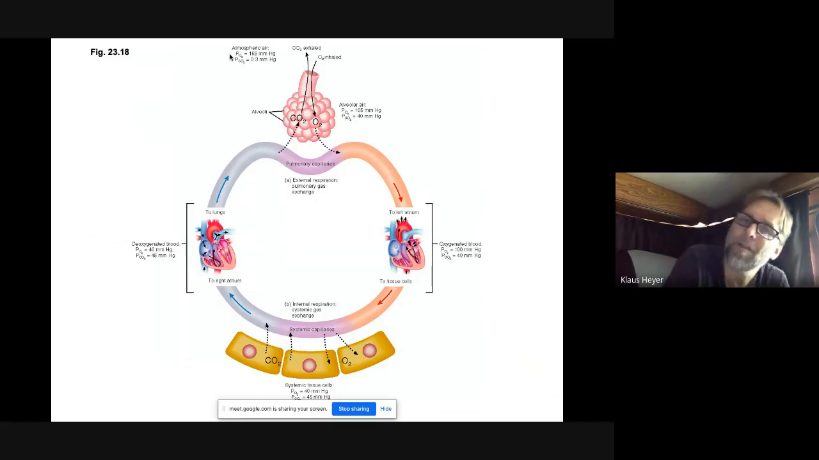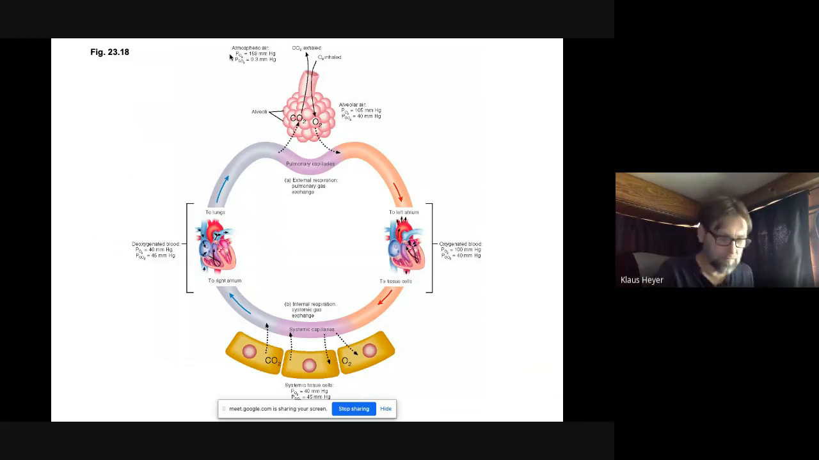Don't get hung up on that number; it's not a big deal. But within that, the pressure of oxygen is about 159 millimeters of mercury. So oxygen has its own pressure, and in the atmosphere it's about 159 millimeters of mercury.